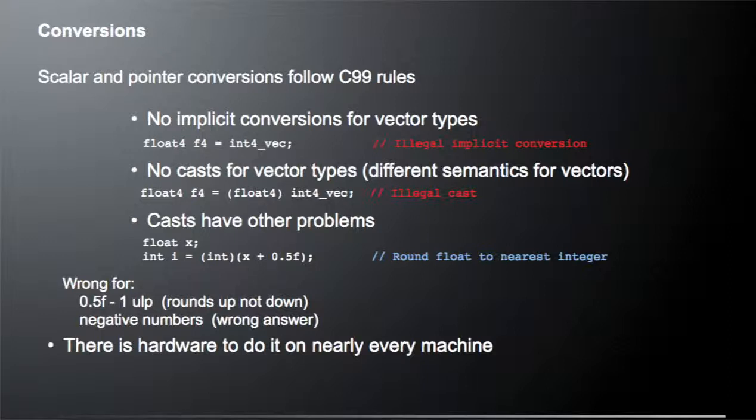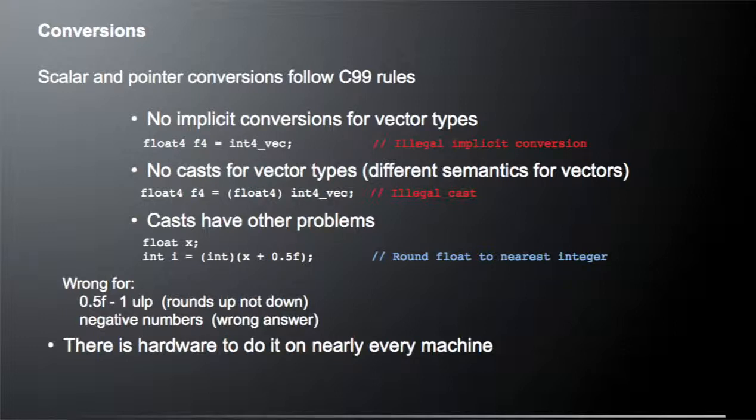There are no casts for vector types. So there are different semantics for vectors. You can't say float4 from an int4. That's an illegal cast as well. And the reason is that when you're casting a float4 to an int4 and vice versa, there are certain operations that you might want defined that will determine how that mathematical casting is actually done.